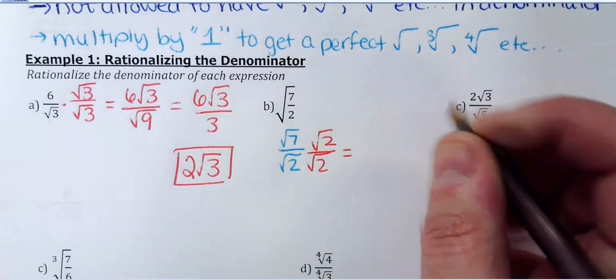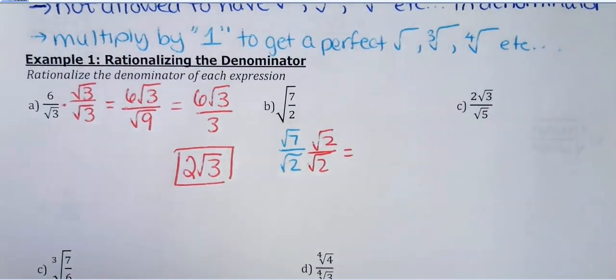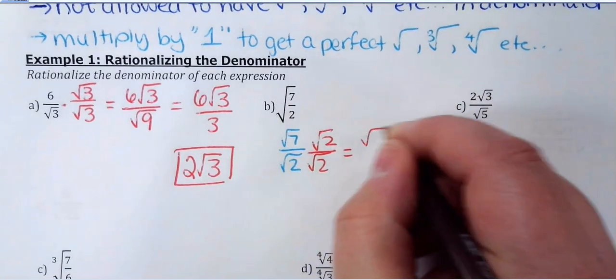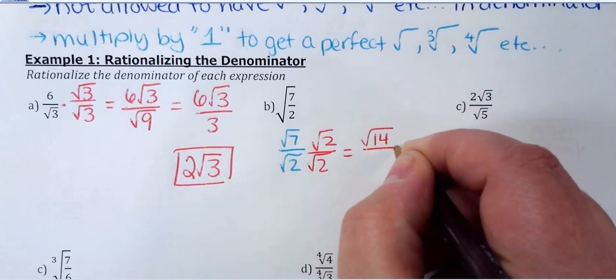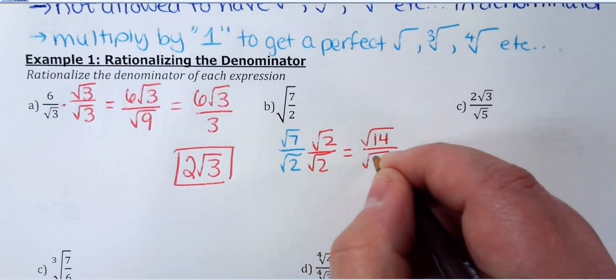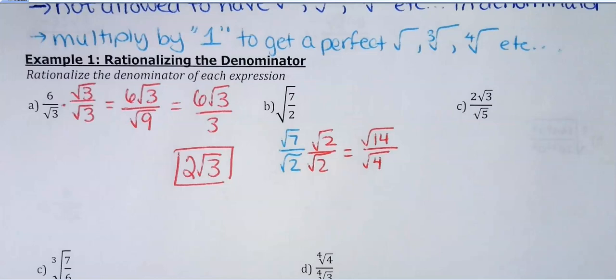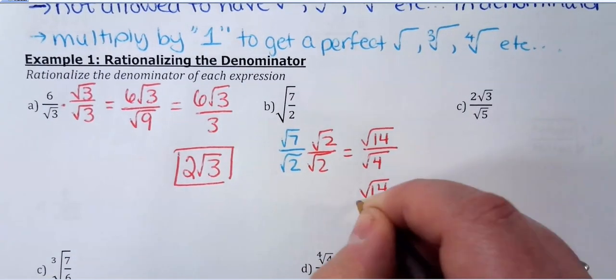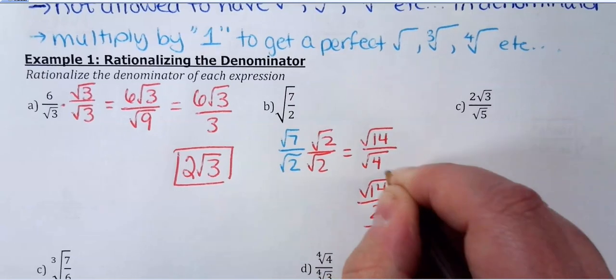All right, now the top here is different than the last question because the 7 is under a square root, so you want to squish those guys together. This would become square root of 14. And then the bottom, again, skip this step if you understand that, but 2 times 2 gives you square root of 4, which gives me the perfect square on the bottom. The square root of 4 is 2.